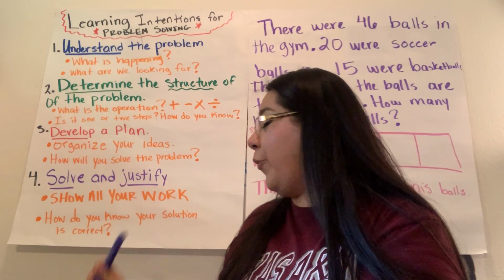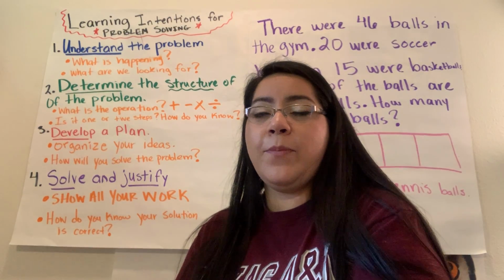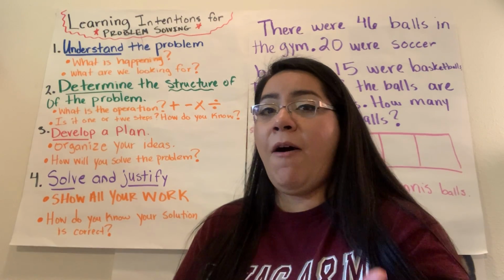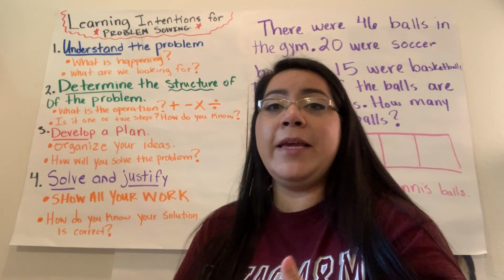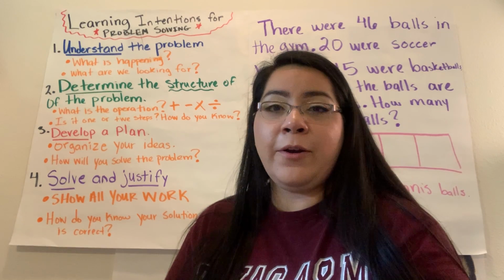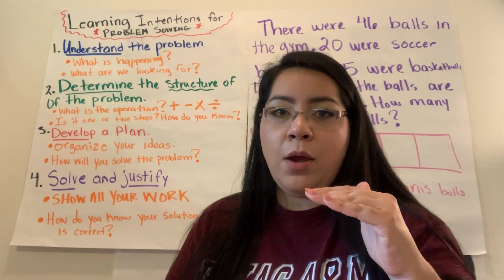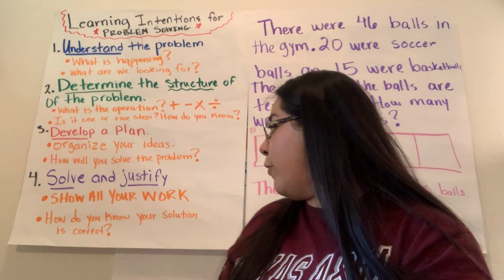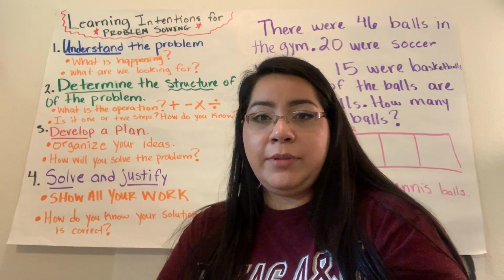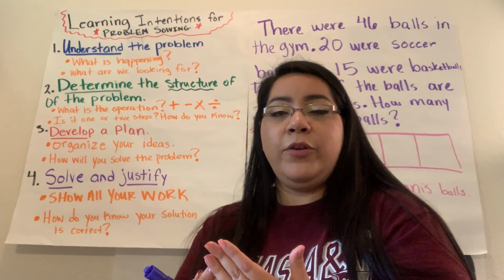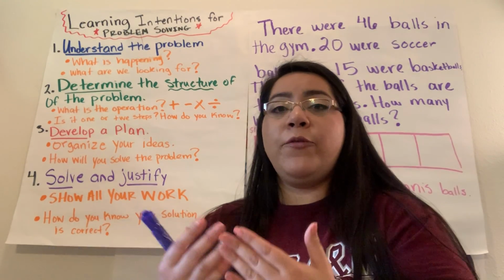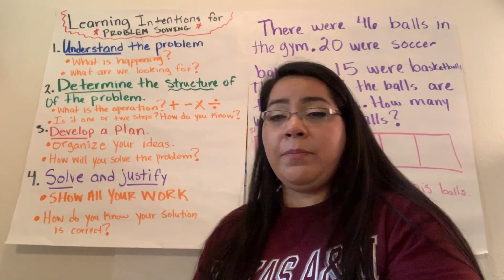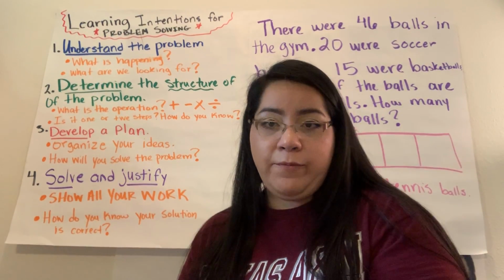Show all your work. I know some of you can do mental math, but in math, especially in 3rd grade, you want to see all the work as much as possible, so that if there is an incorrect answer, we can kind of backtrack, where you can find where you messed up at. And how do you know if your solution is correct? Sometimes if you're adding 2 things together, you can do the opposite. You can subtract. If you're multiplying, then you can show or prove your answer in a separate way by dividing as well. It's the inverse of it.